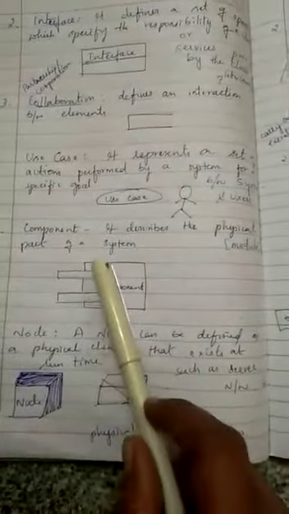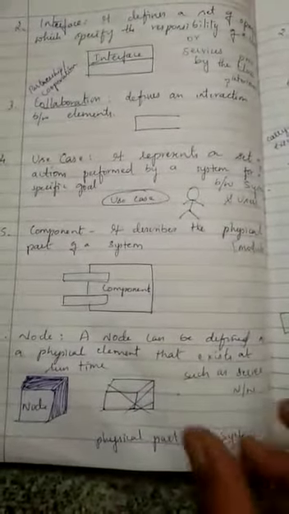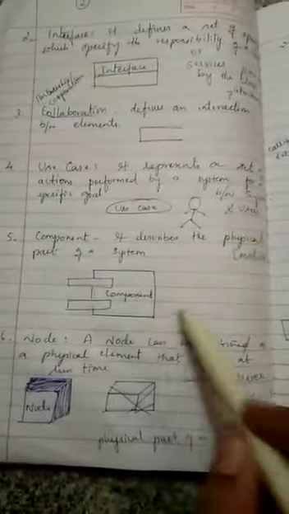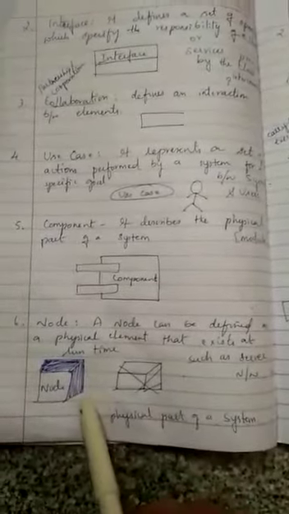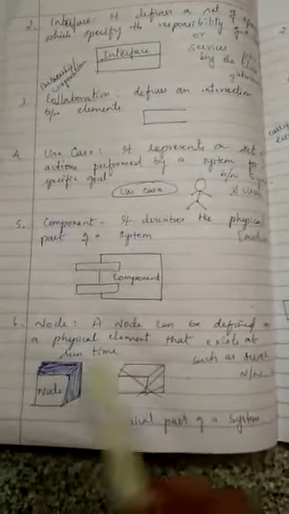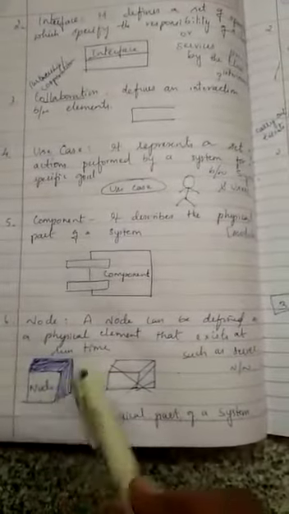Next is component. What is a component? In general, component means a module or a model, an individual module. This describes the physical part of a system in a UML model. Next comes node. A node is defined as a physical element that exists at runtime, that is, executable time. This contains a web browser, a type of web server, which type of network, etc.